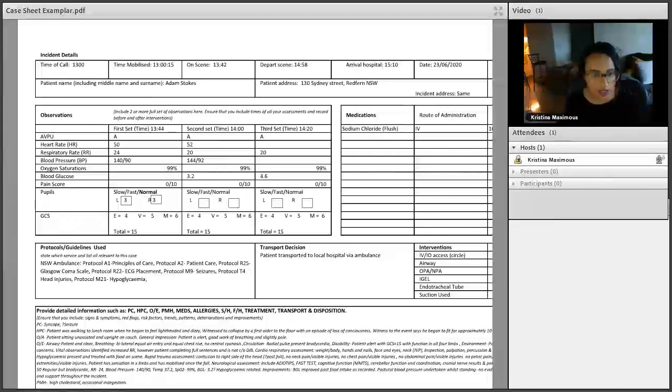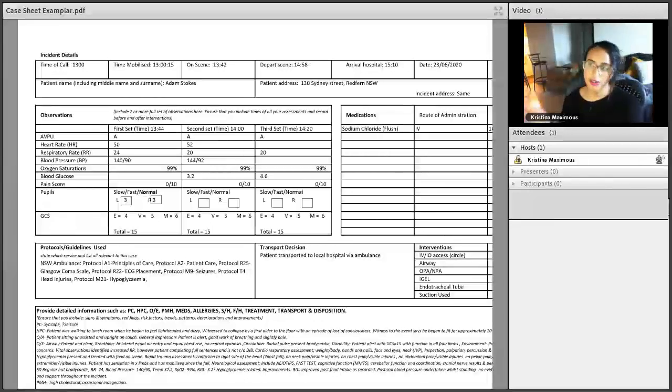On examination, as I said before, it's always good just to give you structure. Start with your primary survey, and then go on to your assessment. So here we've got airway, breathing, circulation and what they found. The environment as well.